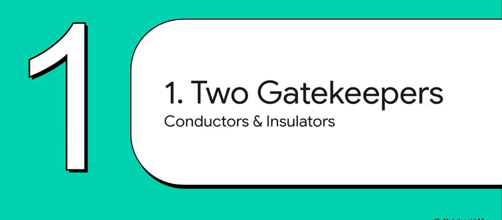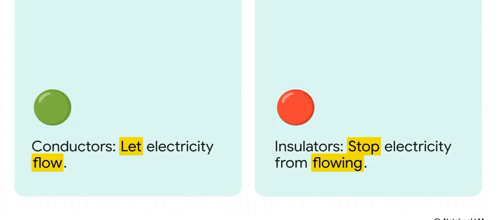So let's dive in. It's time to meet these two gatekeepers. They're the fundamental building blocks that make, well, pretty much all of our modern tech possible. We're talking about conductors and insulators. Okay, so at the most basic level, it really just boils down to this. Conductors, they're the green light for electricity. They say go, go, go, and let it flow. Insulators, on the other hand, are the red light. They stop it cold. They're perfect opposites.